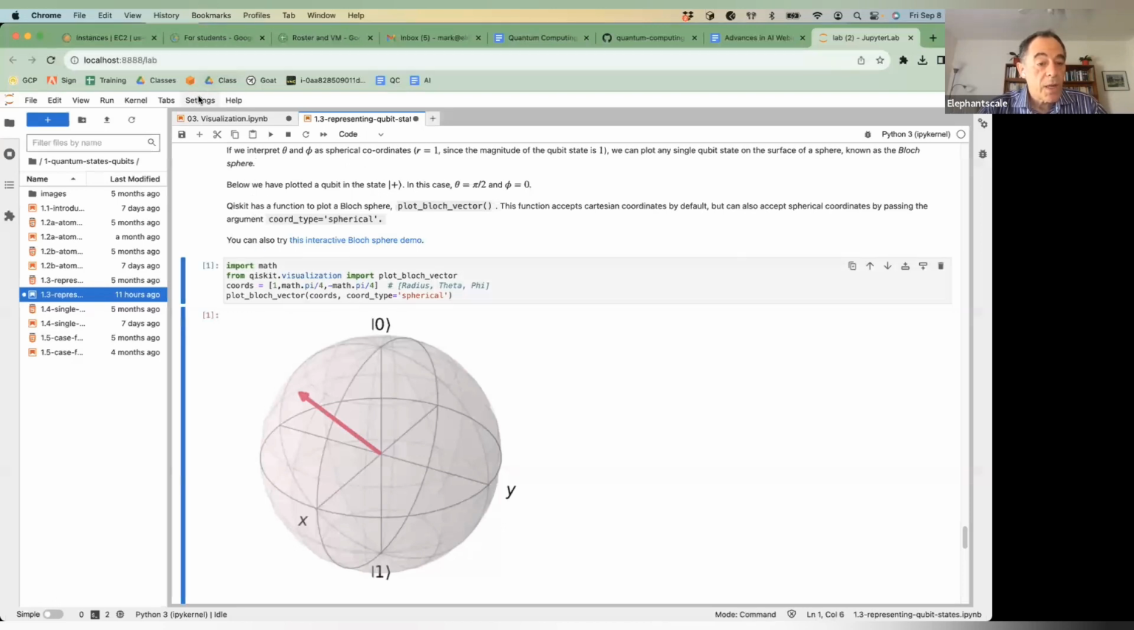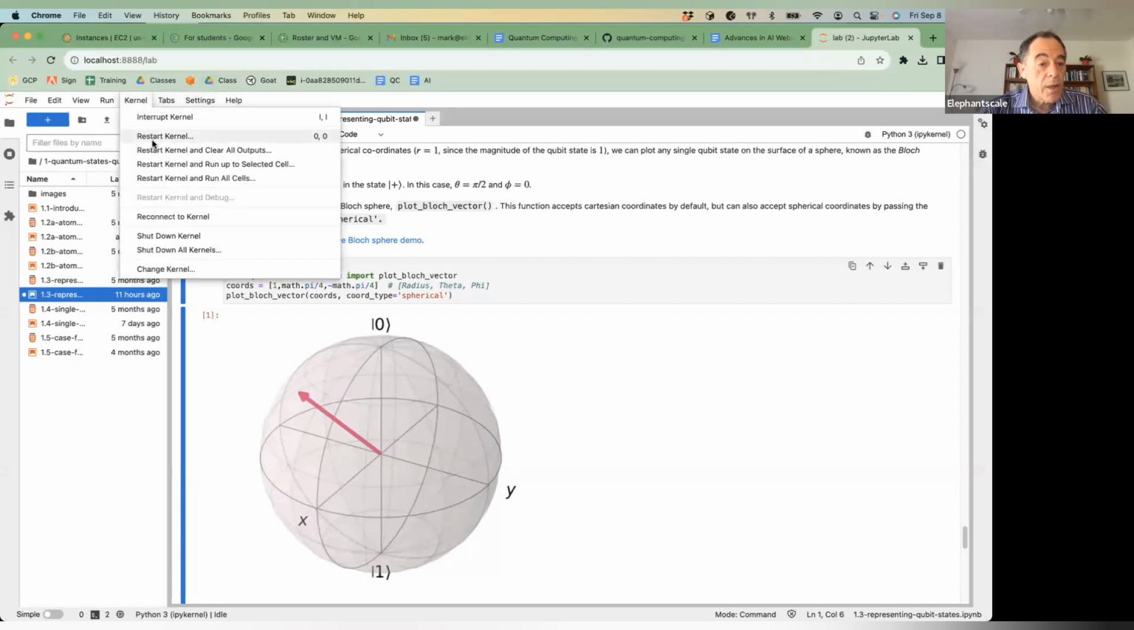Well, let me do this. Let me go to kernel. Let me restart kernel and clear all output.